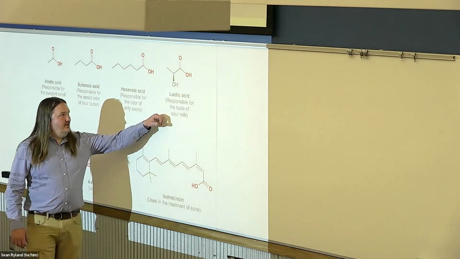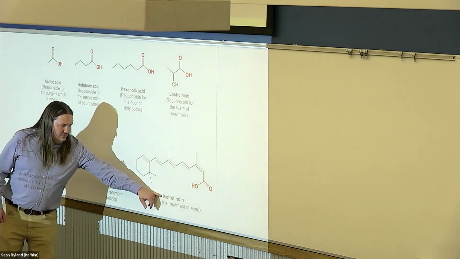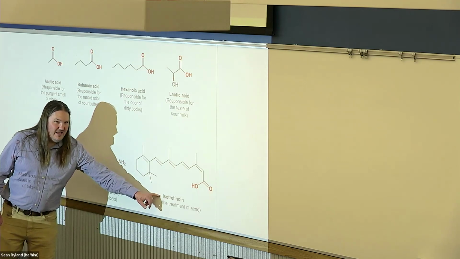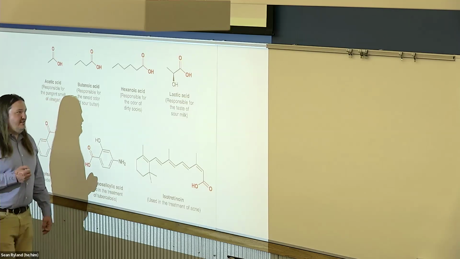Lactic acid, citric acid. They use citric acid as the coating on sour candies. But obviously it shows up in lots of other stuff. Retinoic acid, and there's a brand name for it, Accutane. I'm pretty sure that's Accutane. Aspirin. There's our acid group, there's our ester group. Aminosalicylic acid apparently is used in treatment of tuberculosis. I didn't know that until I made this slide.